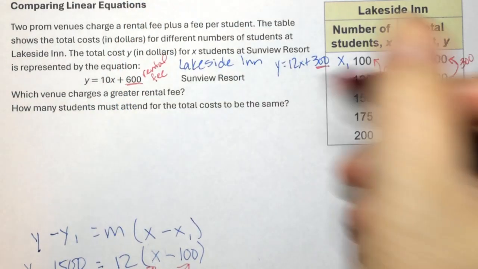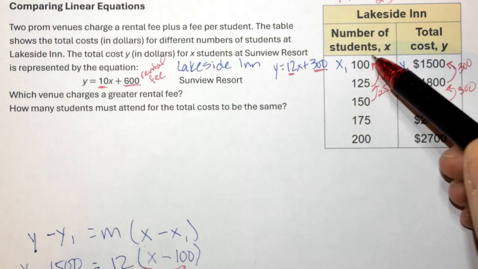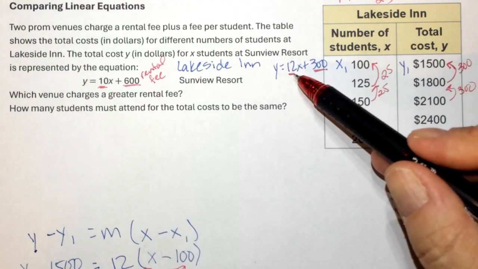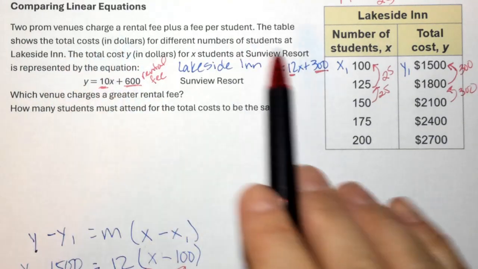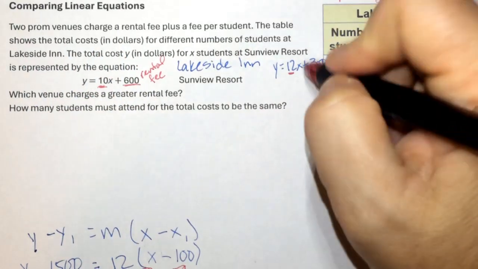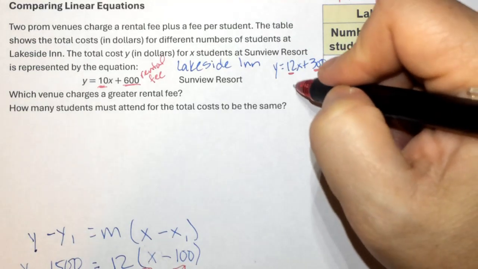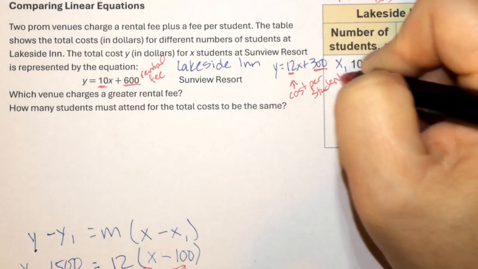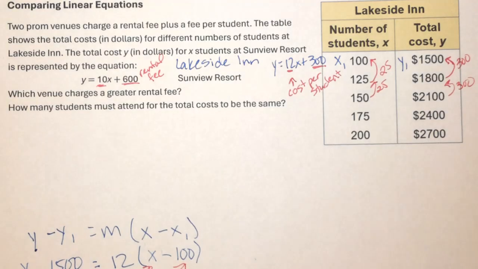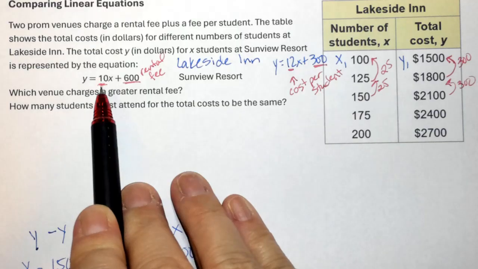So what does that mean about the slope? Because I need you guys to know the difference. What does the slope mean in this situation? The slope is like what the cost per student would be. The table shows the total cost, so we would multiply the cost per student. So we would say that the 12 is our slope because x is our number of students. So this is the cost per student. If you're asked who has the lower cost per student, we would go with this one because this one's 10. So we would say Sunview has the lower cost per student.